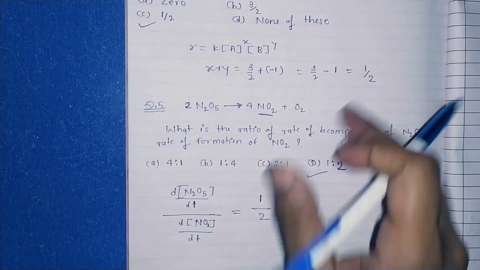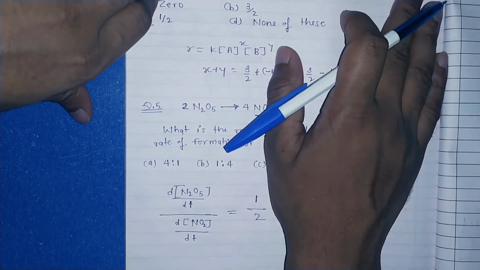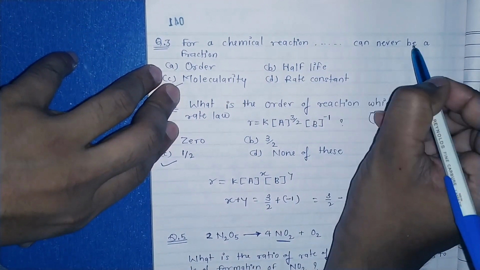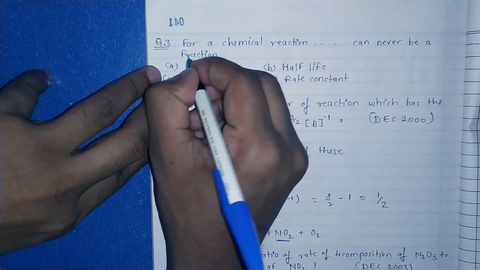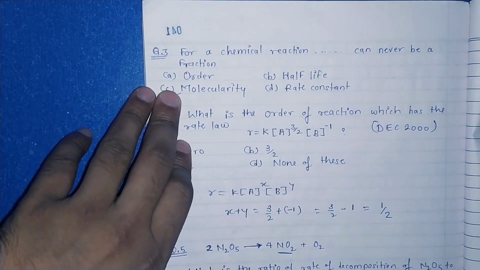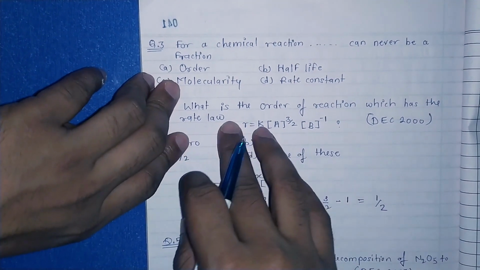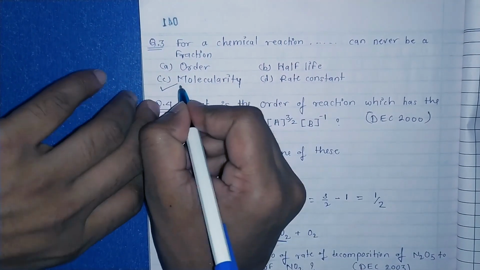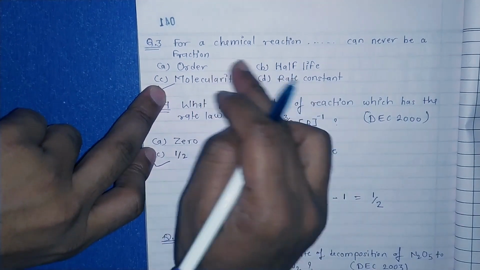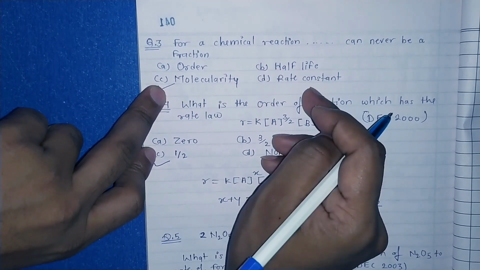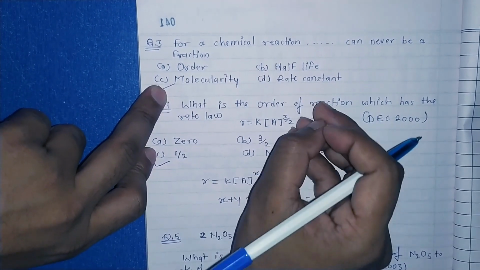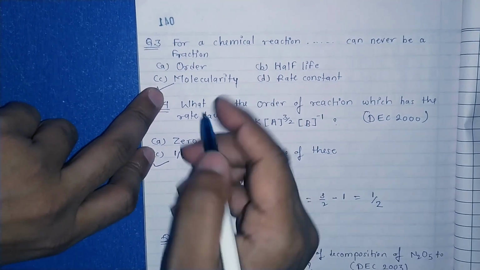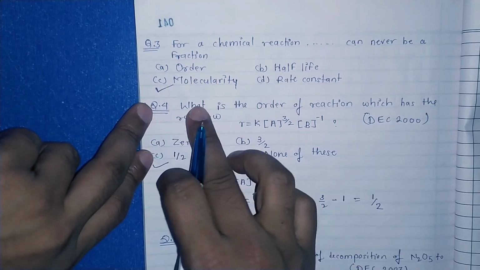Now coming to the third question. Students, for a chemical reaction, dash can never be a fraction. So students, during our lectures on chemical kinetics we discussed that molecularity can never be a fraction, and all of these, order, half life and rate constant, can be fractional or whole numbers. Okay, but molecularity will never be a fraction.